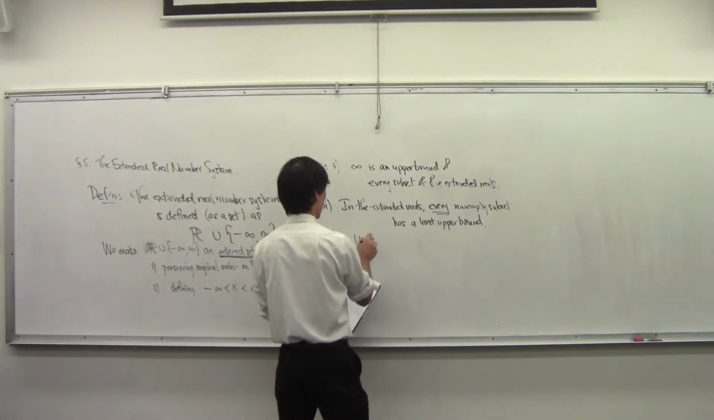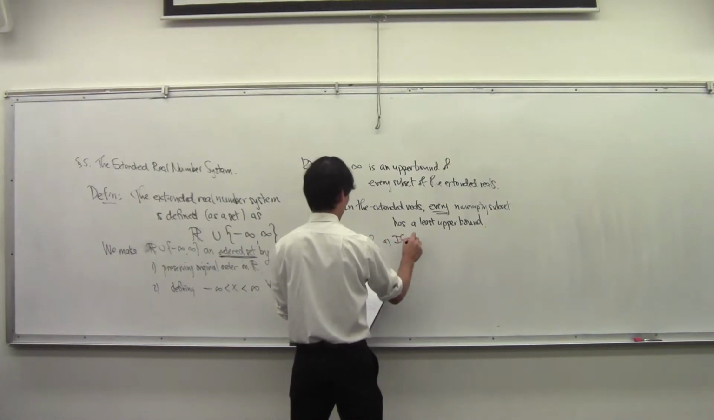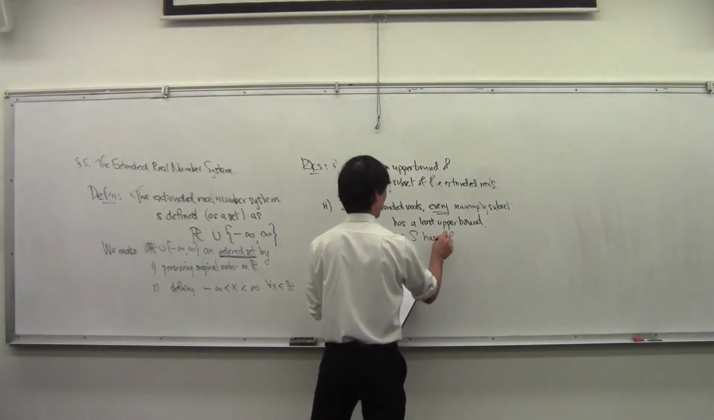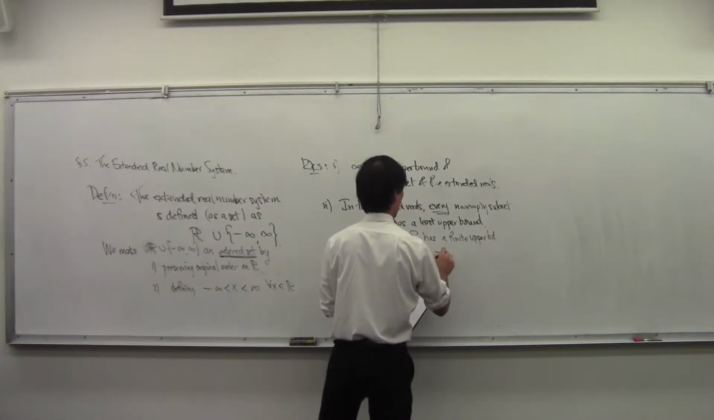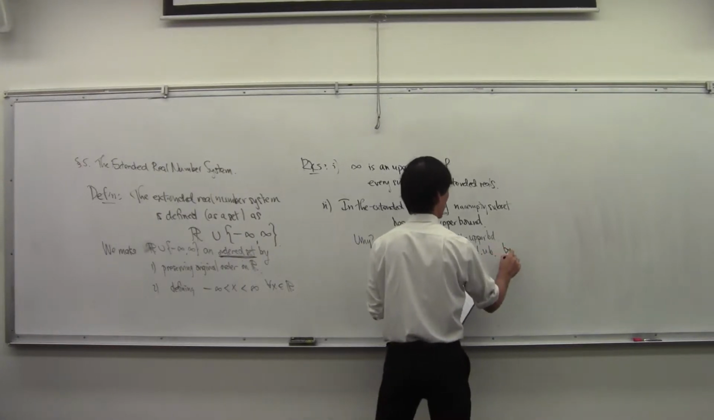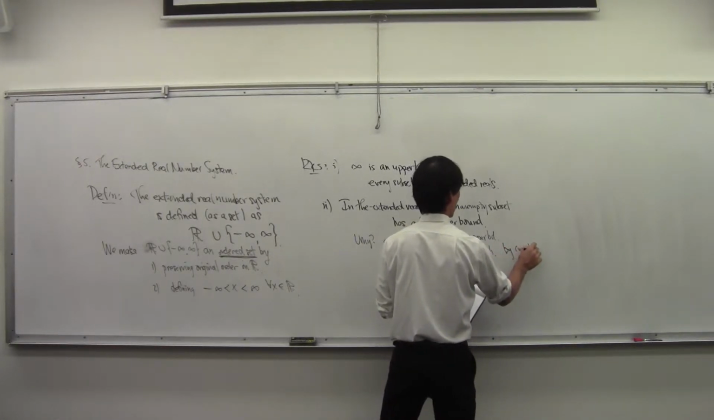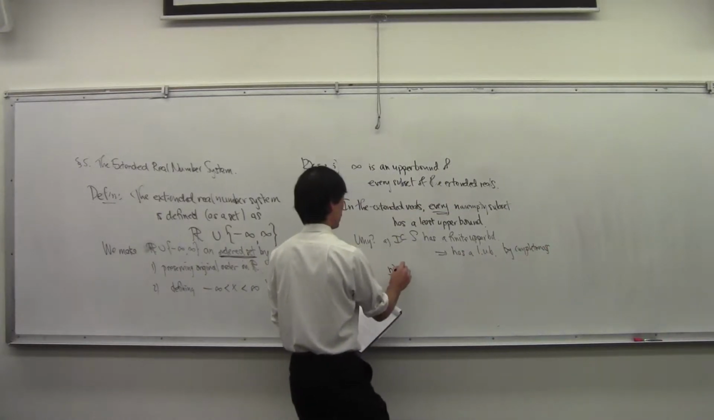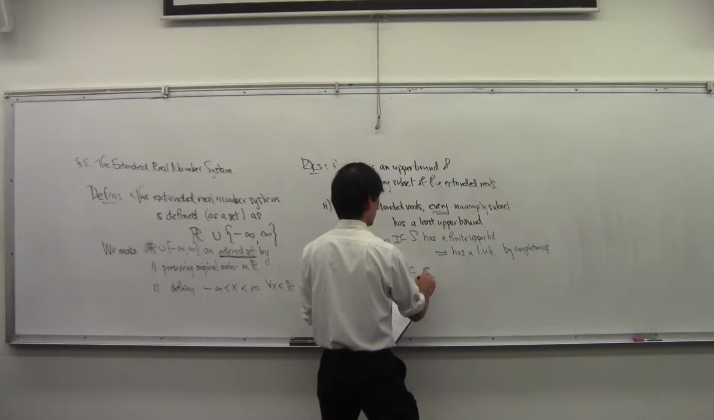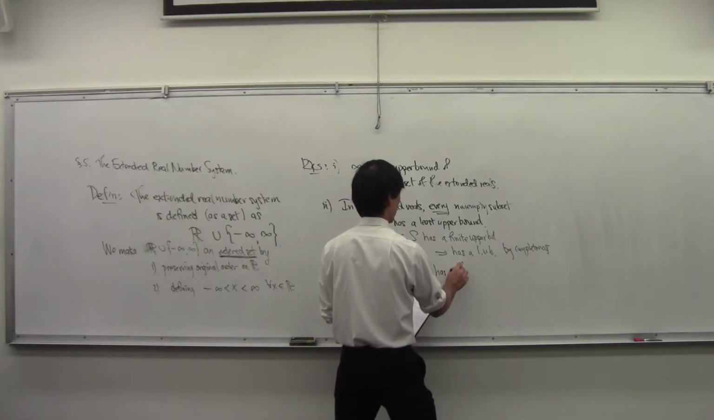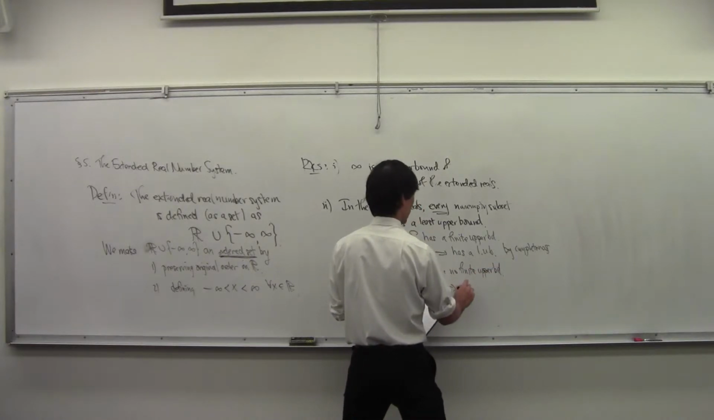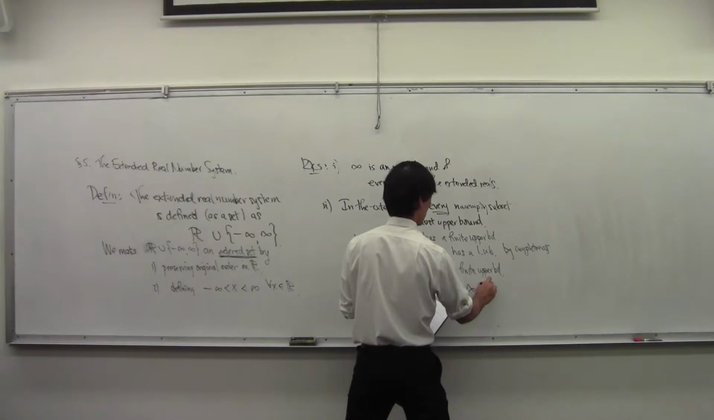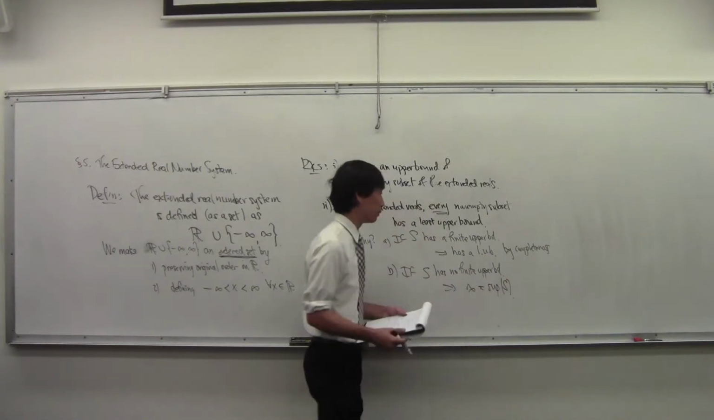Why? Because if S has a finite upper bound, then it has a least upper bound by completeness. If S has no finite upper bound, then infinity is the least upper bound. Then infinity works as its least upper bound.